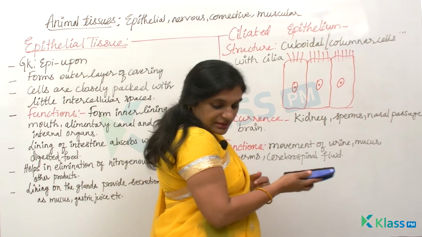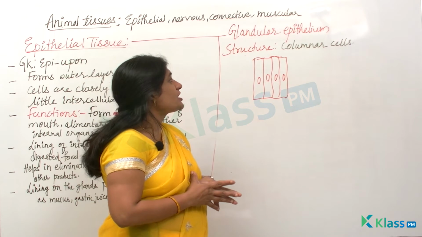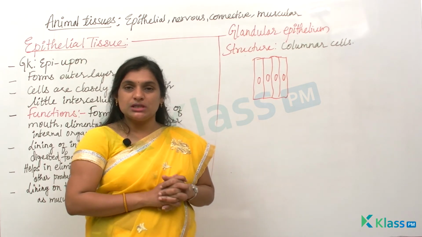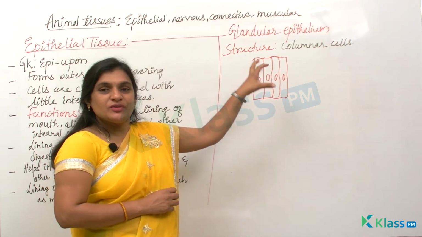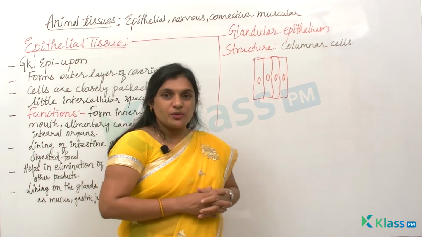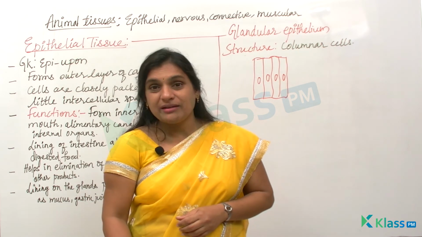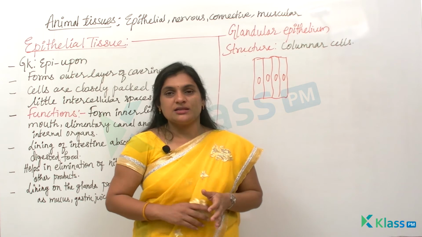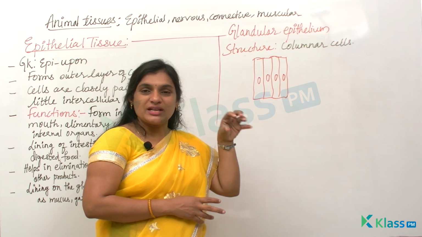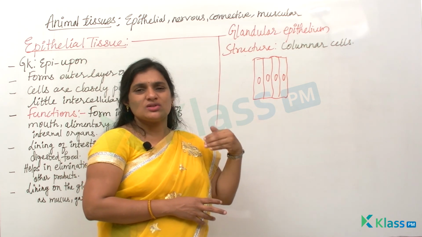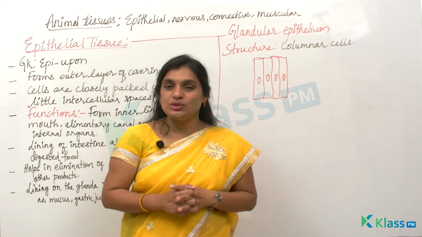Right. Next, last but not the least, we'll learn about the glandular epithelium. The structure of glandular epithelium is, you can see they are tall columnar cells provided with a nucleus, and usually they line organs such as gastric glands, your pancreas, right, and intestinal glands. They line the pancreatic lobes or gastric glands, and this glandular epithelium will always help in the secretion of mucus and everything. So this is all about the epithelial tissue in animals.